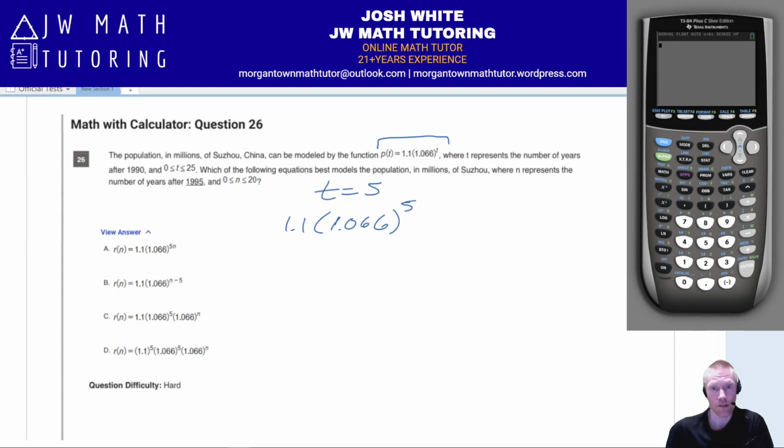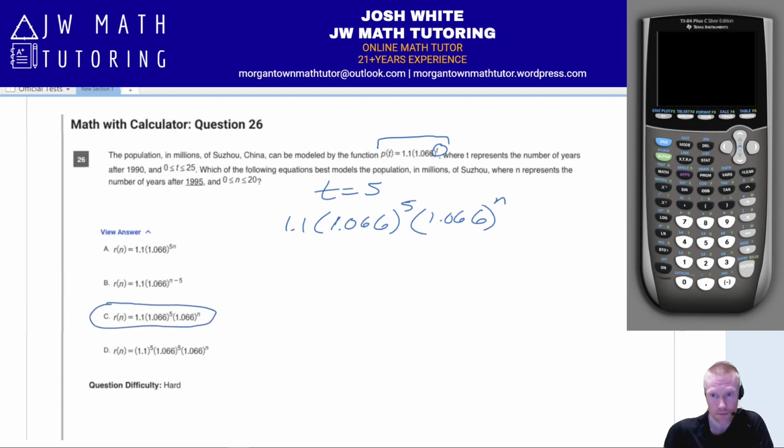So now this is like the starting population for the new function, and then you're going to continue to multiply that by 1.066 raised to the power of the number of years after 1995. Just like t was functioning here. So the correct answer is going to be letter C. And again, if you think about this, this is the population in 1995, your starting point or your initial population, and then this is the exponential growth after 1995.